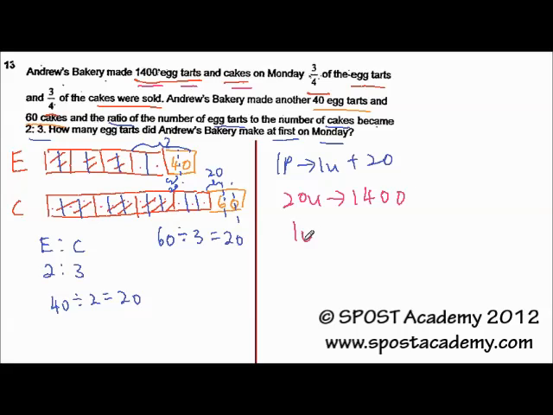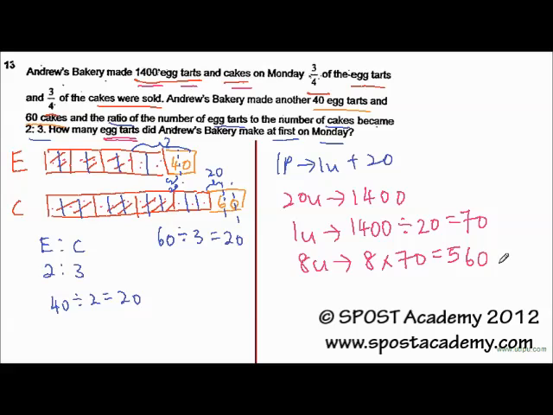To find 1 unit, I will use 1,400 divided by 20, and I will get 70. The question is asking for tarts only, so tarts has a total of 1, 2, 3, 4, 5, 6, 7, 8 units. So 8 units will be 8 times 70, which is equivalent to 560. Now we do not take into consideration this 40 because this was made another 48 tarts after that. So the answer is 560.